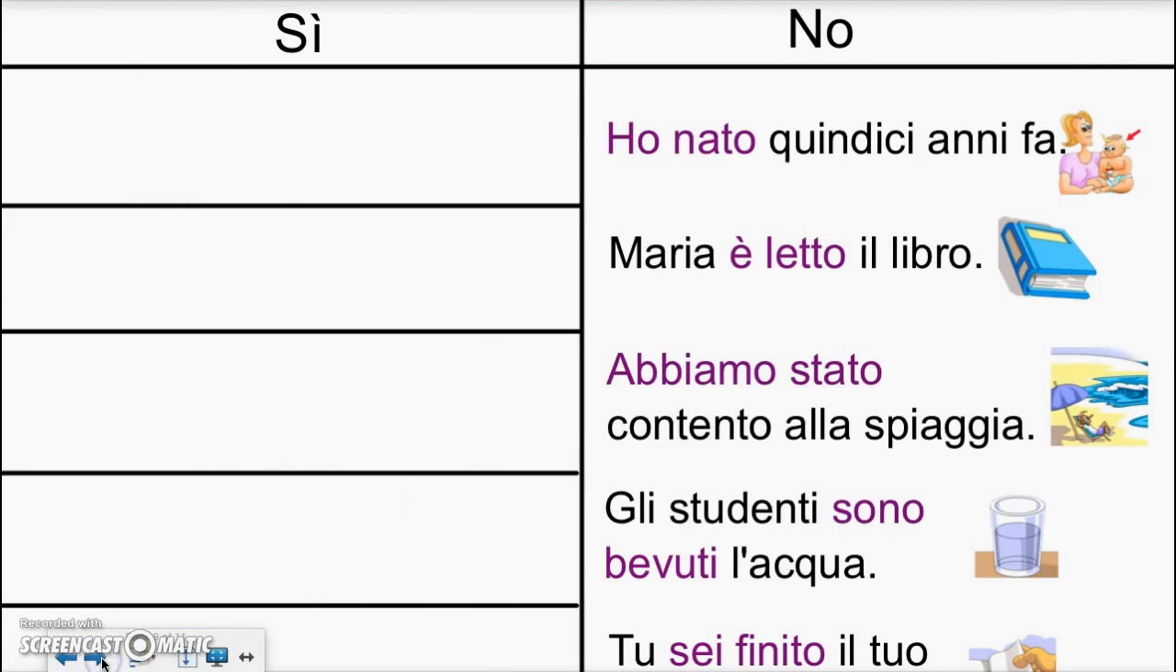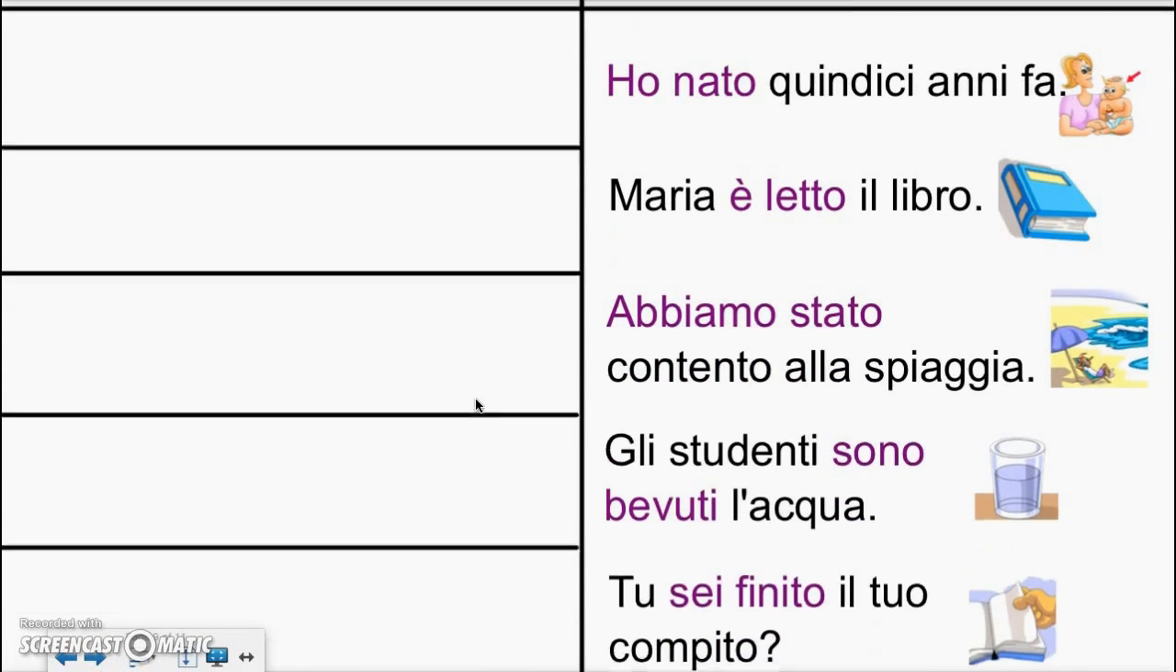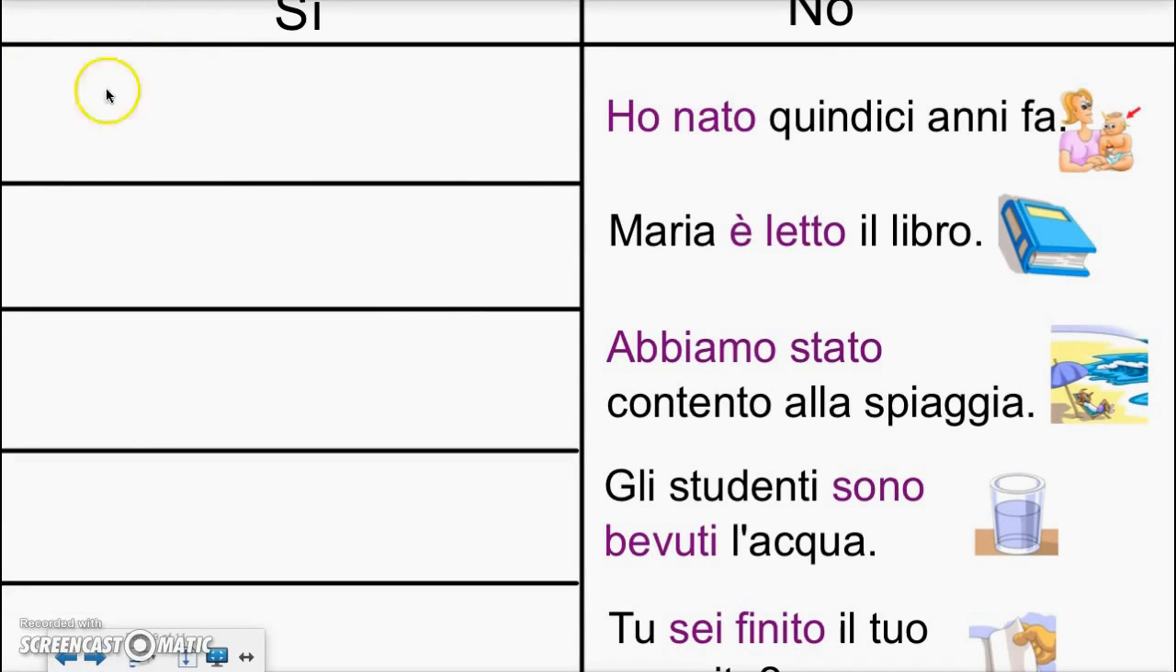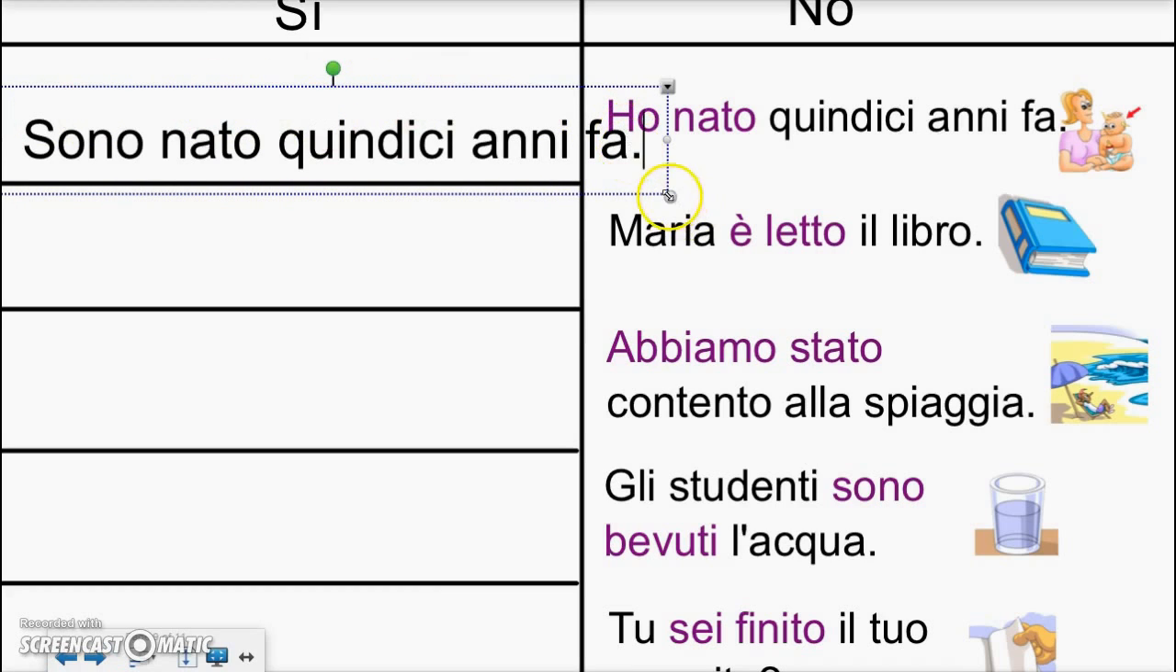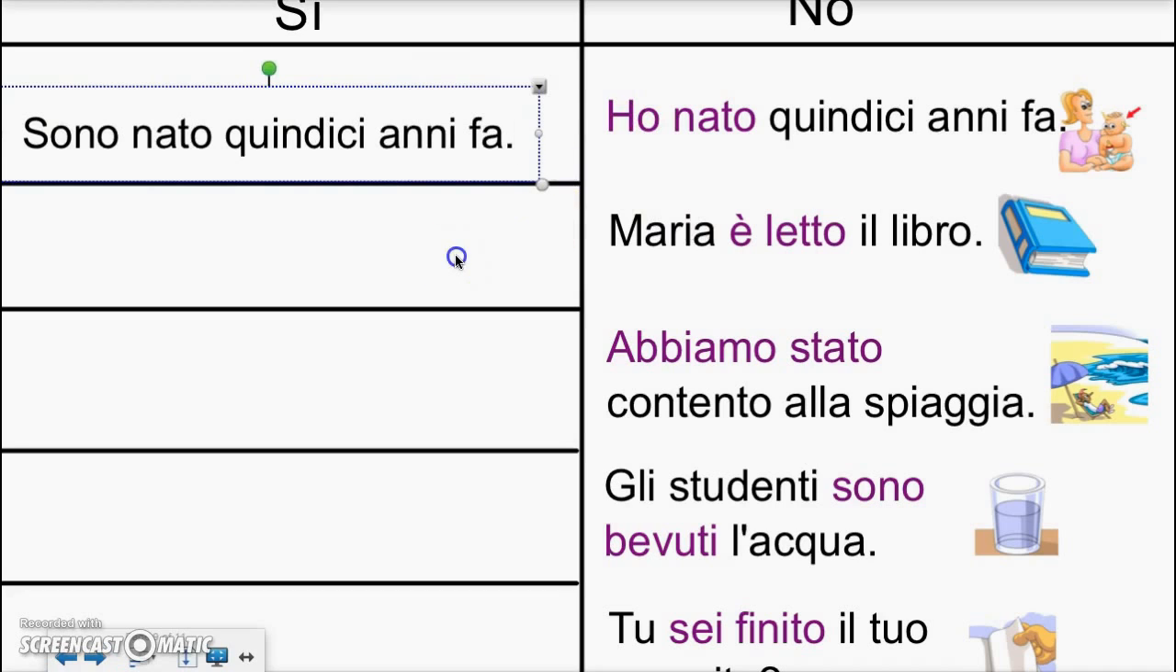So that now I would have students come up and write here what the correct answer would be. So I won't do all of them, but for example, you would have to write sono nato 15 anni fa, and so on and so forth. I can make that a little bit smaller so that it fits there. So it should be sono nato, not o nato.